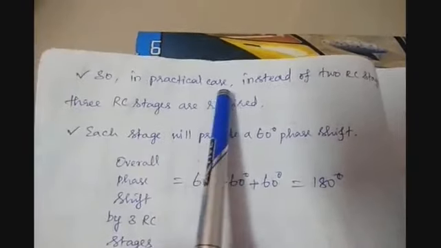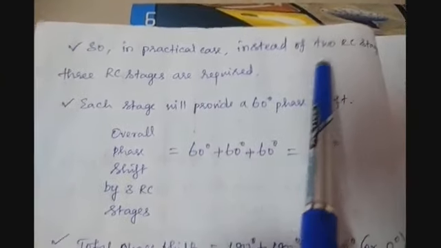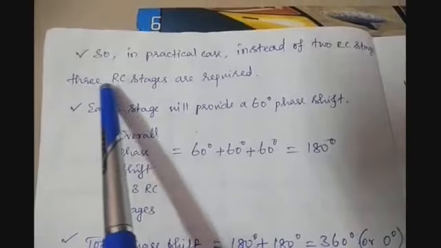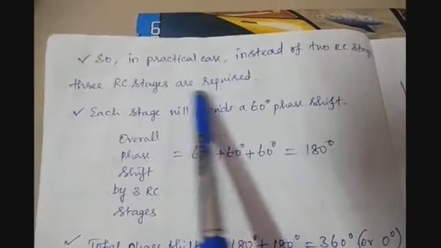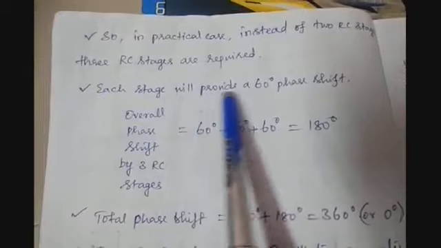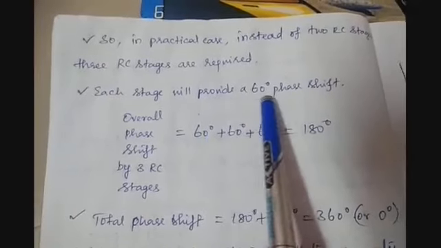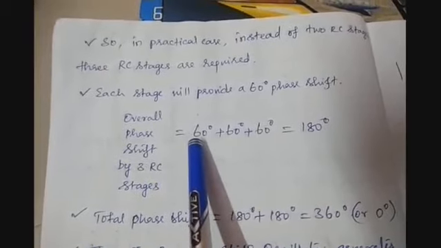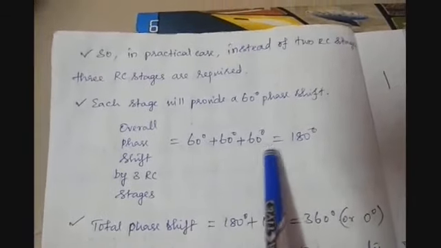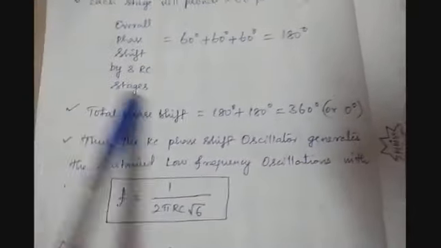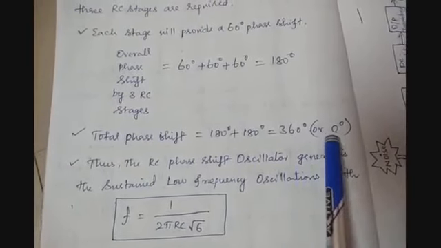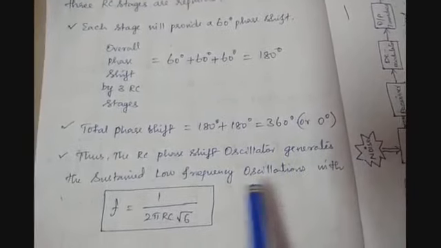So in the practical case, instead of 2 RC stages, 3 RC stages are required. Each stage will provide a 60 degree phase shift. So the total phase shift is 180 degrees, that means 60 plus 60 plus 60. So the overall circuit phase shift is 180 plus 180, that is 360 degrees, or we can say 0 degrees.